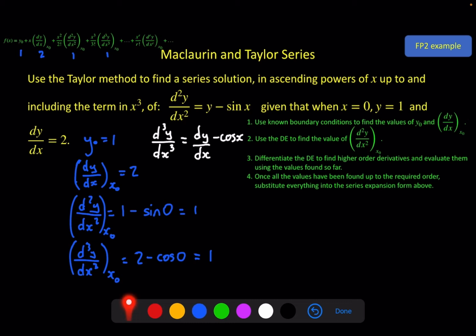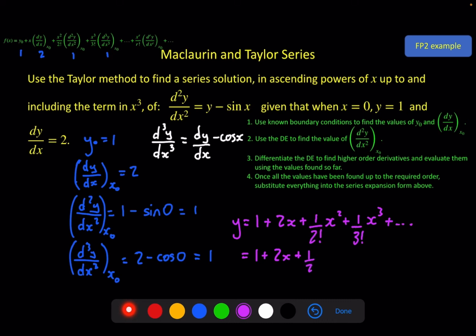So now I've got all the information I need, I've got all the constants here to put into this equation together with the x's and the factorial numbers here. So my solution, y is equal to y0, which is a 1, plus 2 times x, plus 1 over 2 factorial times x squared, plus 1 over 3 factorial times x cubed, plus dot dot dot. And of course I should simplify that as far as I can. And here is our series solution.